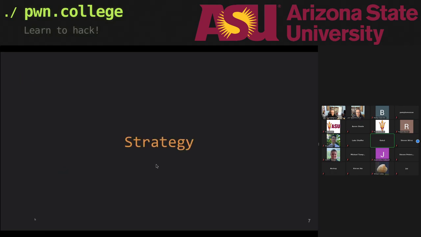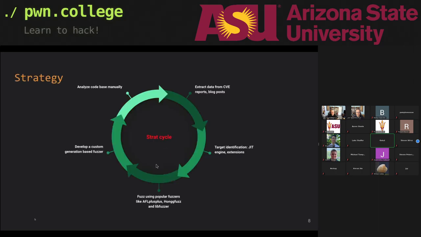So I'll be talking about the strategy that we had used. The very first step we did was analyzing the past CVE reports, bug bounty reports, either from blog posts or bug reporting forums. We then went on to shortlisting targets based on the number of bugs found, what type of bugs they were, and the severity of those bugs. The very next step was to make the target ready for fuzzing using some of the well-known fuzzers such as AFL++, Honggfuzz, and LibFuzzer. So these were used by the other teams as well.